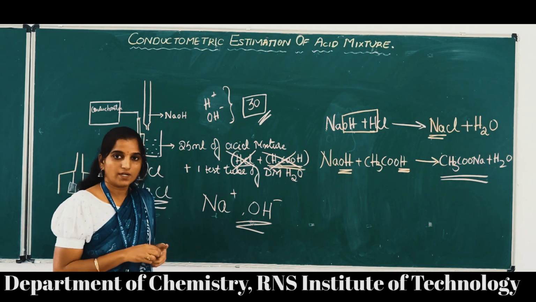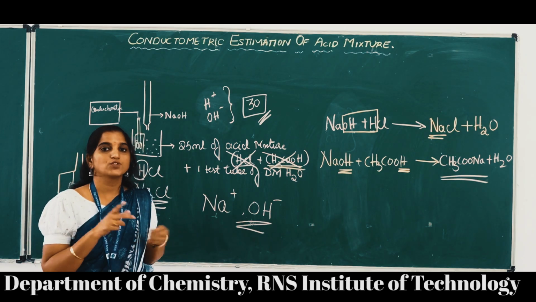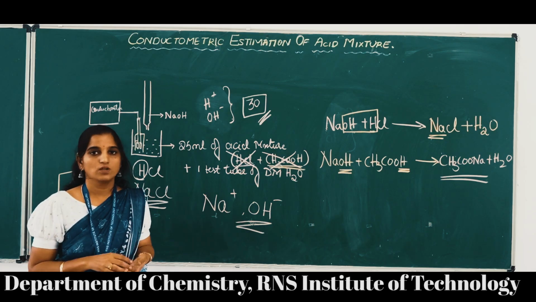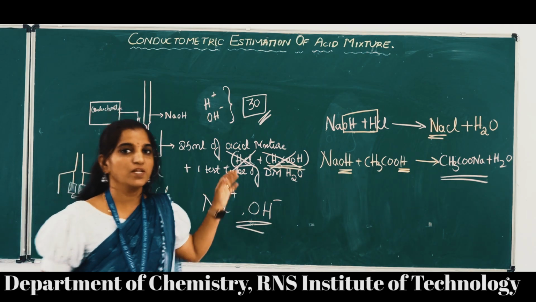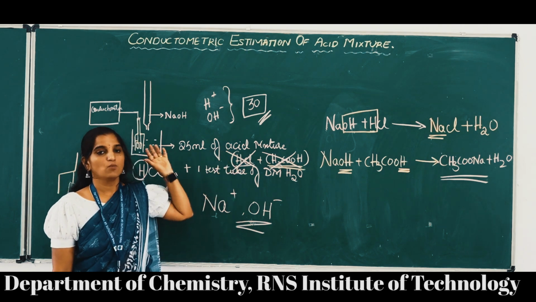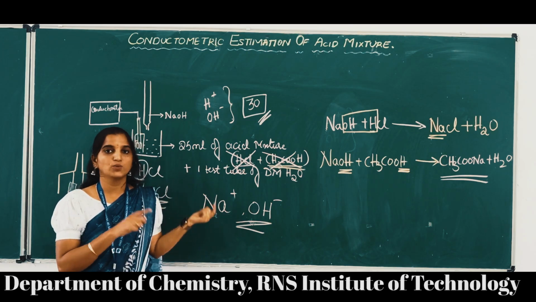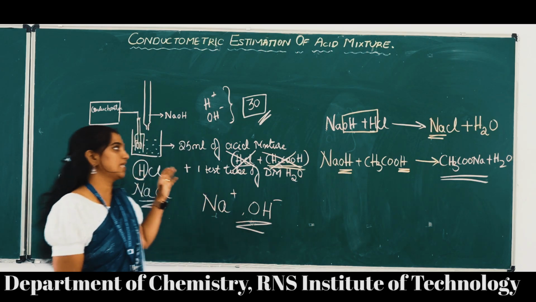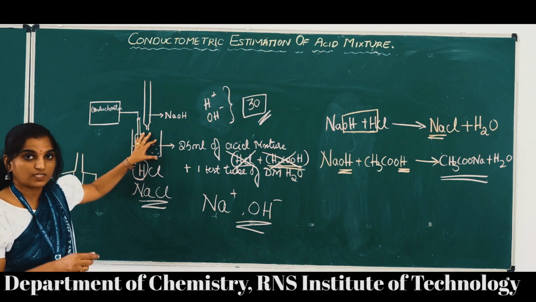Then stop the titration. Wash the apparatus and return everything, and you should come and say, do the calculation and plot the graph. After completion of an experiment, what you should do? You should wash the apparatus, return it, then come and say, plot the graph, then do the calculation. When you do the calculation, you will come to know exactly the amount of the HCl and the acetic acid in the given sample.